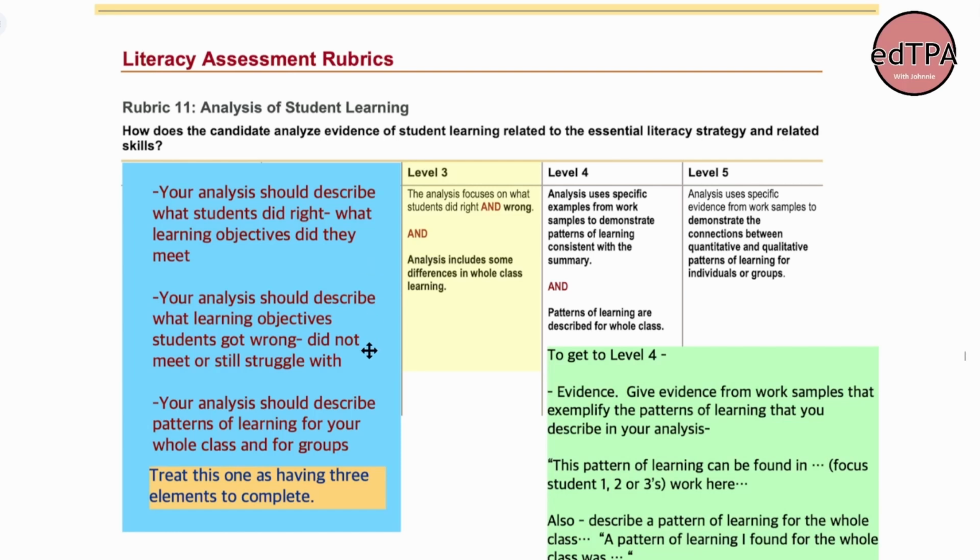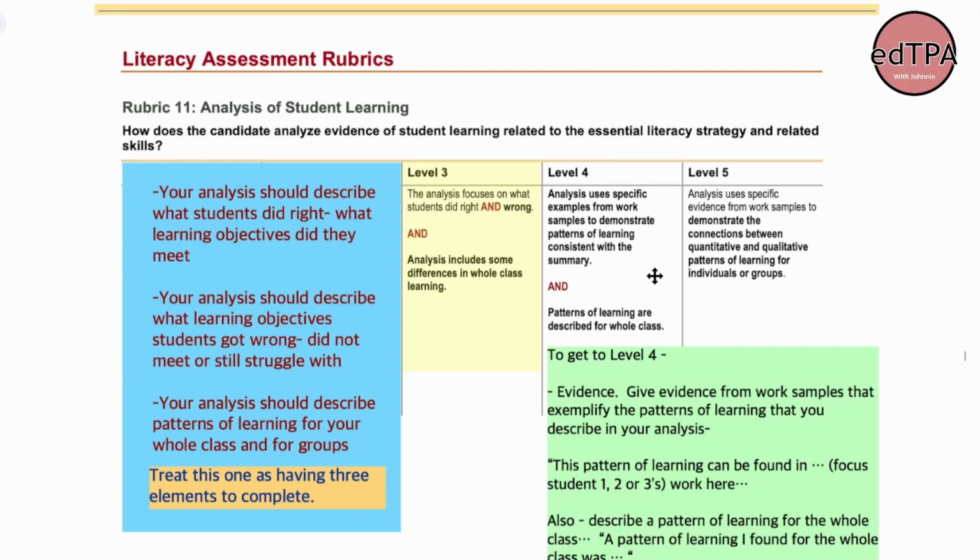Your analysis should describe what learning objectives students got wrong, did not meet, or still struggle with. That's pretty straightforward. And then the last piece here, your analysis should describe patterns of learning for your whole class and for groups. They're not saying patterns of learning here, but that's the idea here. So treat this one as having 3 elements to complete.